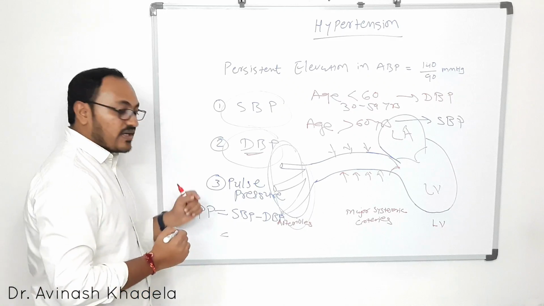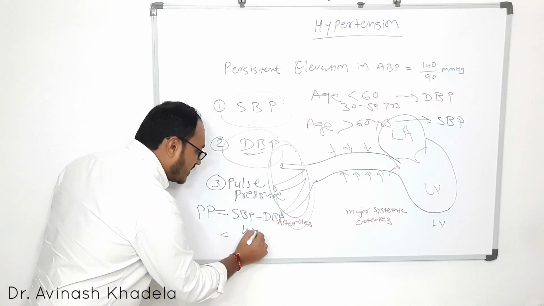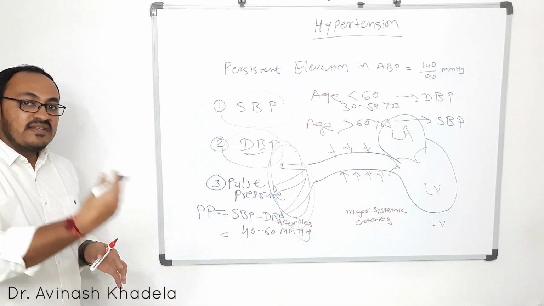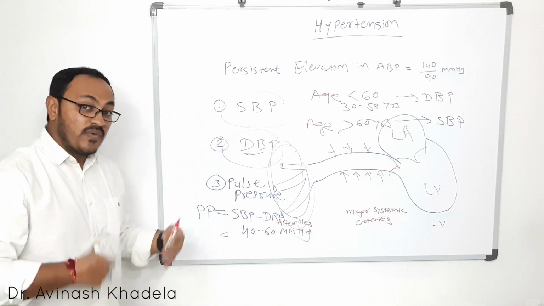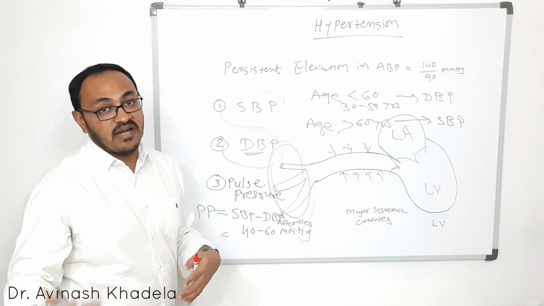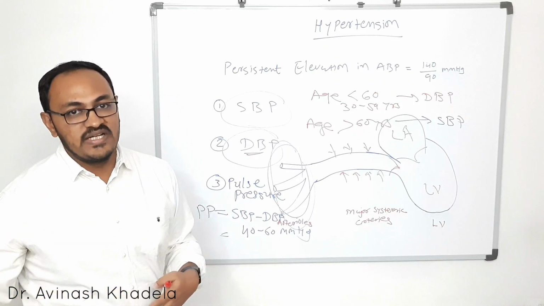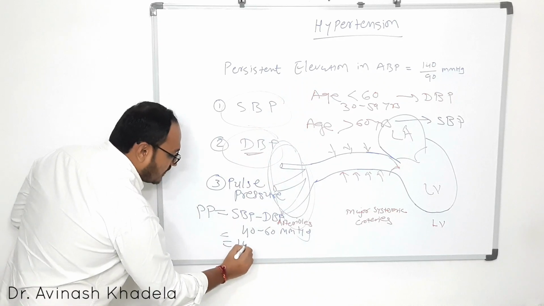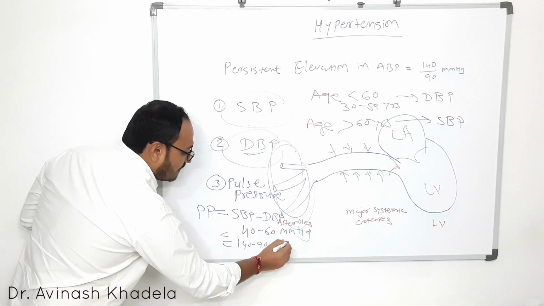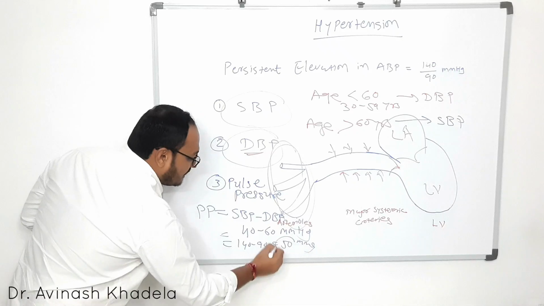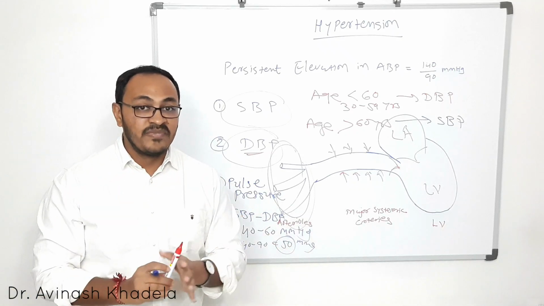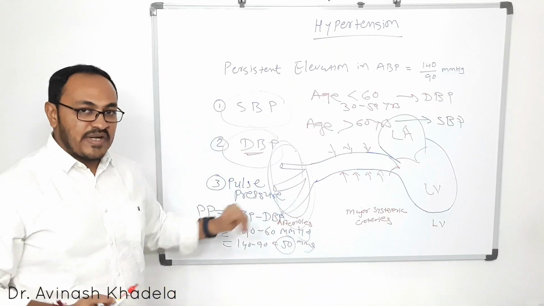And this pulse pressure is somewhere around 40 to 60 mmHg. So anything more than this or less than this will be a negative predictive marker of cardio as well as cerebrovascular disease. So I'll give just a simple example of this value. 140 by 90 will come around 50 mmHg, and that 50 is in between 40 to 60. So it is considered a normal pulse pressure.